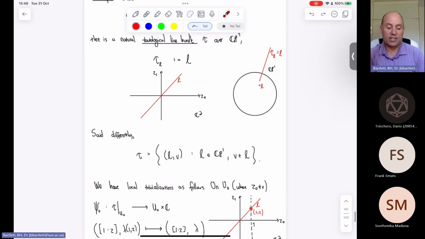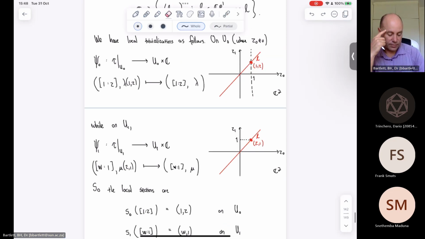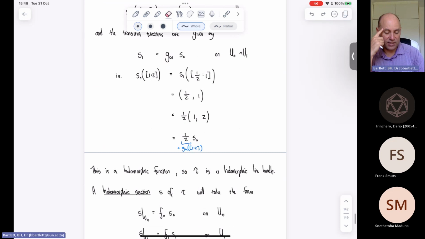What are the holomorphic sections of this holomorphic line bundle? Because that's the other thing we can ask, right? Whenever I've got a line bundle, I can ask what are its sections, global sections. And similarly, when I've got a holomorphic line bundle, I can ask what are its holomorphic sections. So what are the holomorphic sections of this?